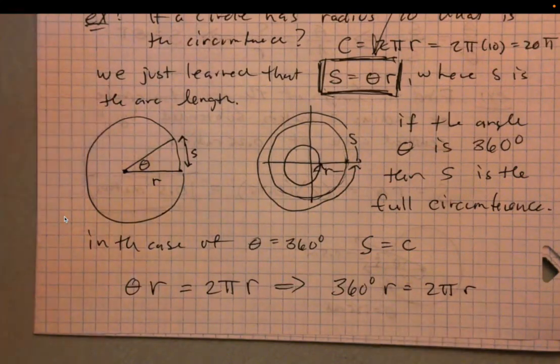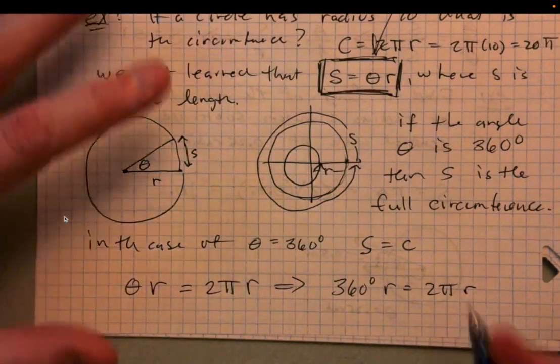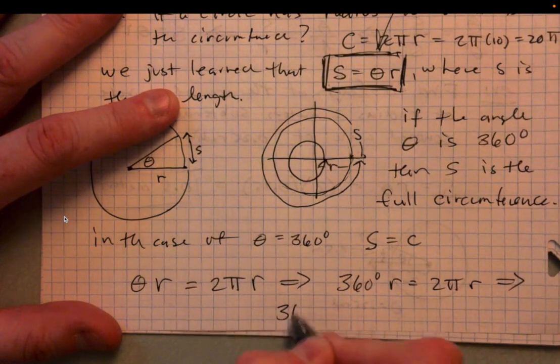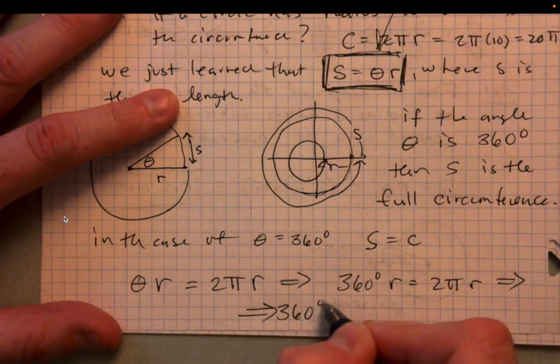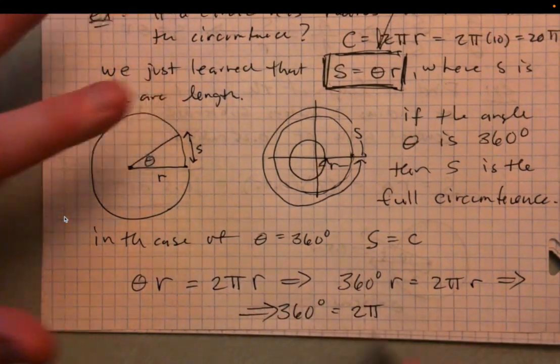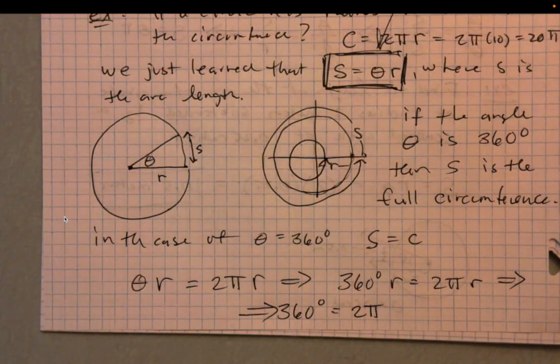Right? Now I've got an r on both sides, so I can divide by r on both sides. And so that means 360 degrees is equal to 2 pi radians. Okay. And so that's the connection between these two measures. Right, so the full rotation of the angle, a complete revolution, 360 degrees, is equal to 2 pi radians.